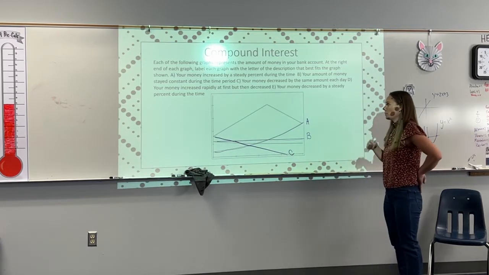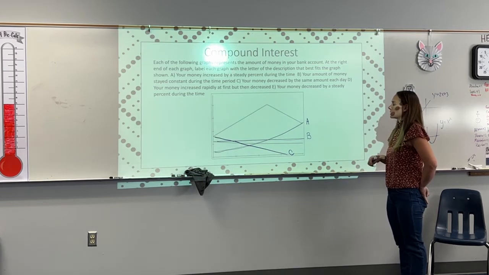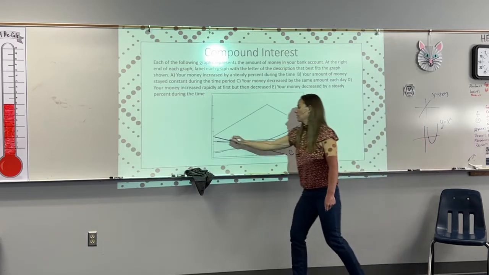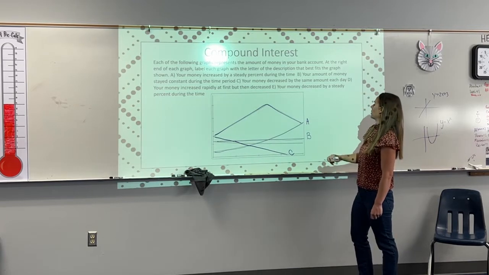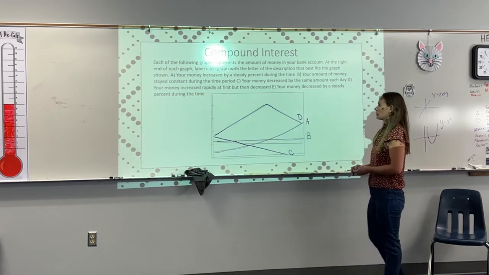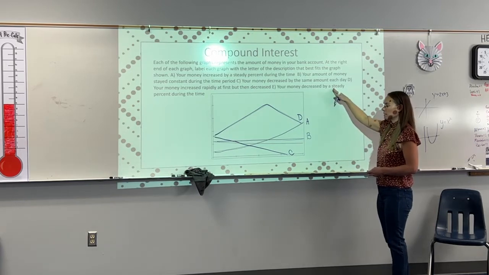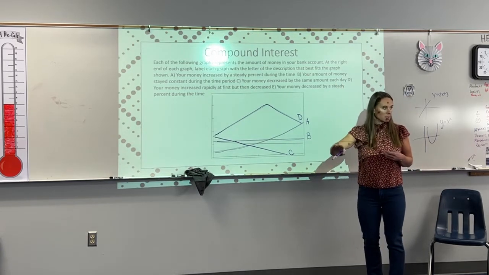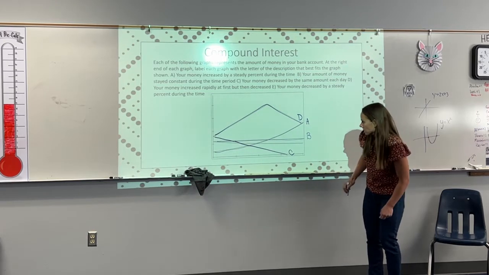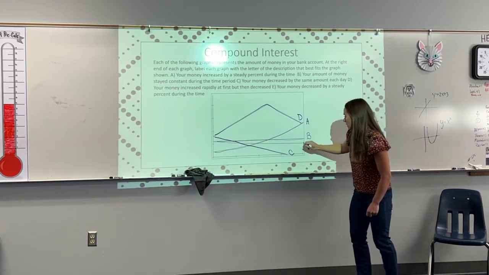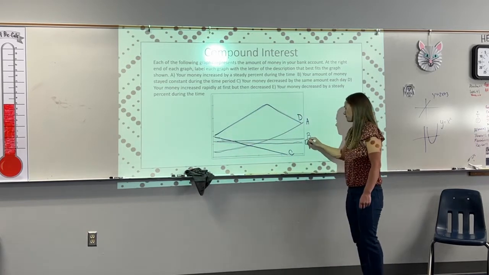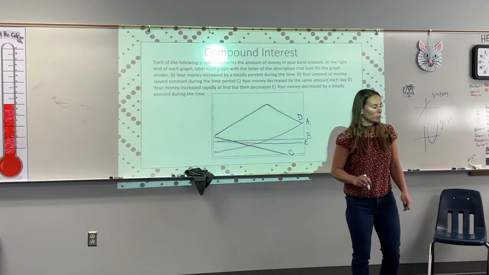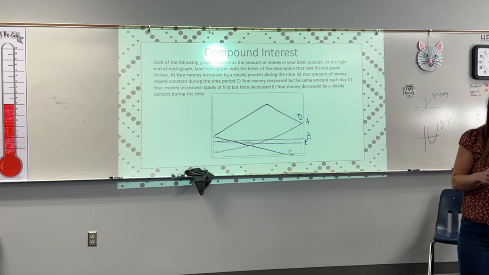For D, your money increased rapidly at first, but then decreased. That one's pretty obvious. Which one do you think that is? Yeah, the one that increased rapidly and then decreased. So that one there would be, what letter am I on? D. Okay, and the last one said your money decreased by a steady percent. That was like the example of losing 8% on a monthly or daily basis. And so that would be this graph right here. It's got a little curve to it. So there's my key. All right, go ahead and look at your homework 4 and do the first one. I put it in a different order.